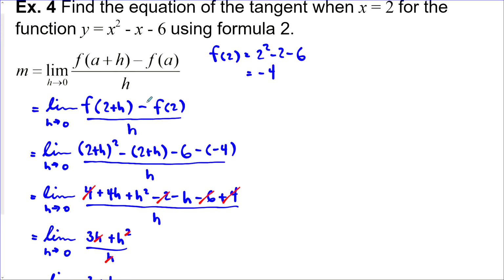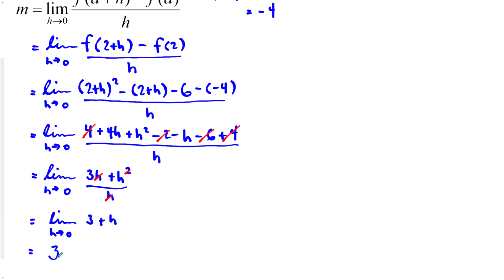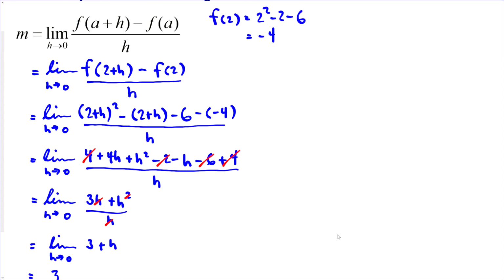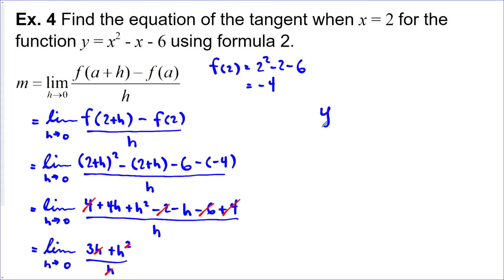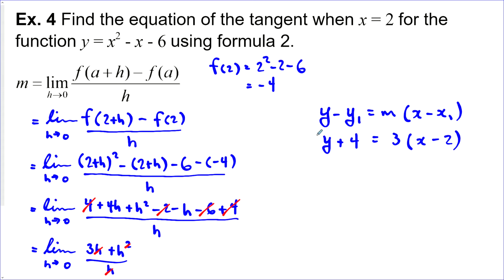It says find the equation of the tangent, and we just found the slope of the tangent. So now we need to go back and make the equation of the tangent with that slope. So y minus y1 is equal to m times x minus x1. And we'll do y minus, what's our y value? I love this, negative 4. So we'll just do plus 4. The slope we just found was 3, and x minus 2. And that is the equation of our tangent line.